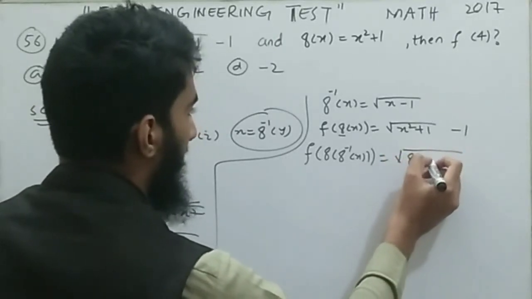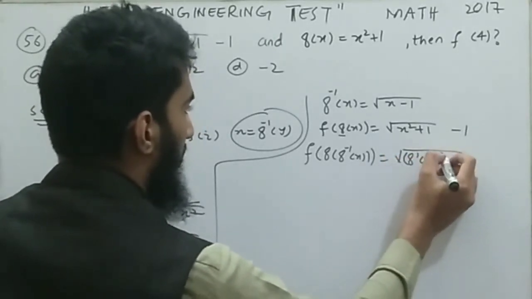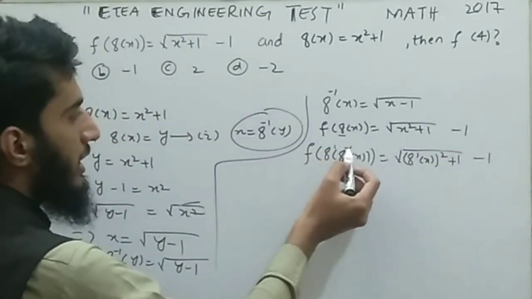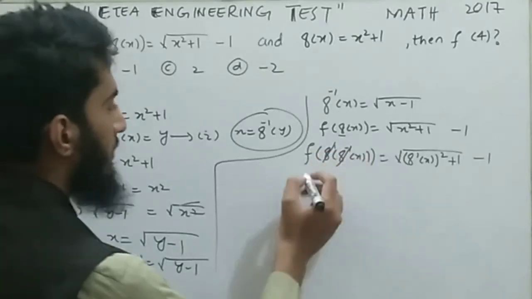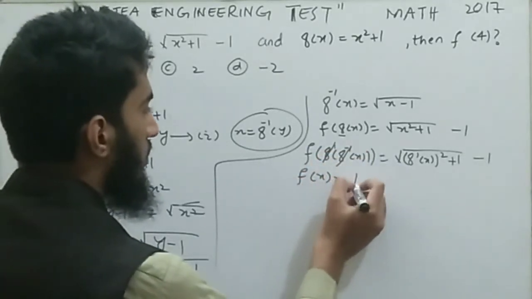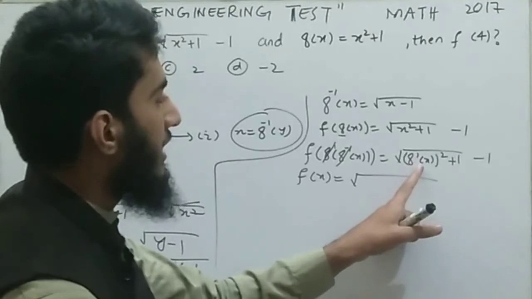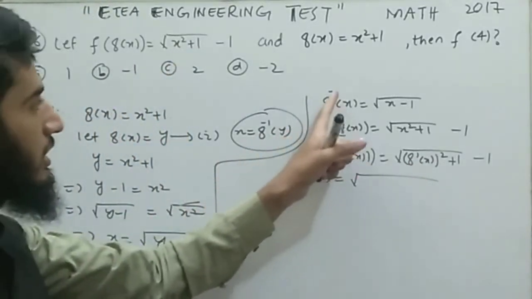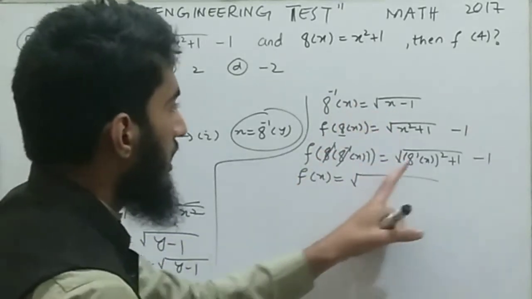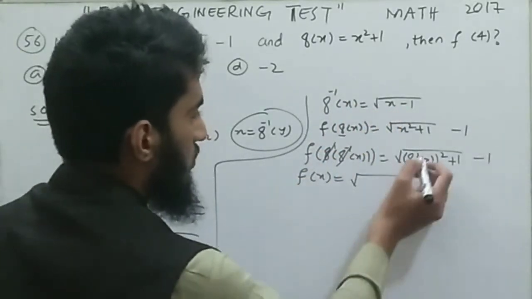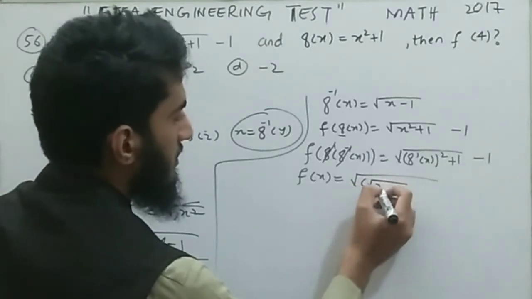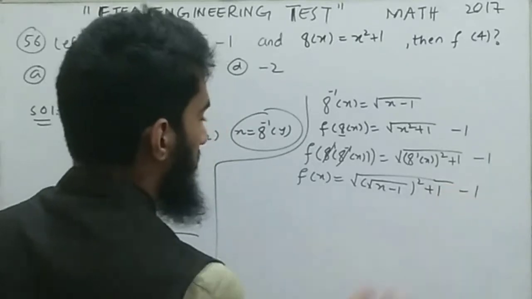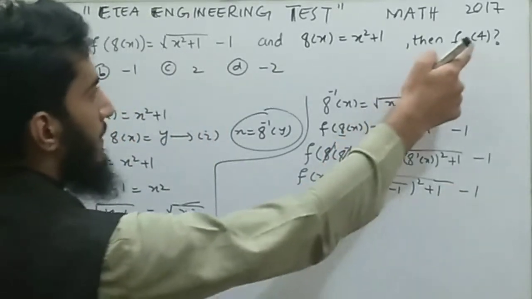That does not affect the function. So g inverse x whole square plus 1 and minus 1. Now over here the power is 1 and over here it is negative 1, so they cancel with each other. We are left with f of x is equal to under root of g inverse x. So g inverse x is actually equal to under root x minus 1. So put over here under root x minus 1, and over here we have whole square plus 1 and minus 1. Now after this, the value of x is 4 over here.